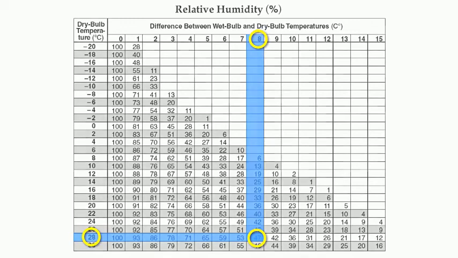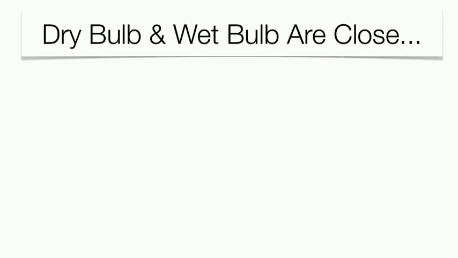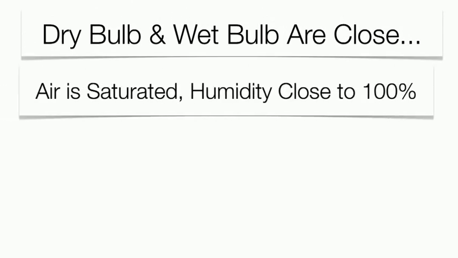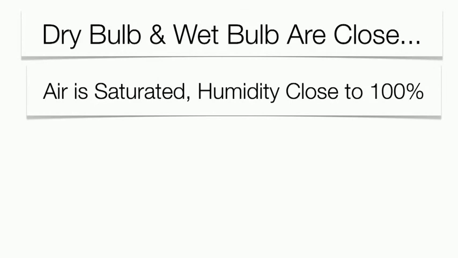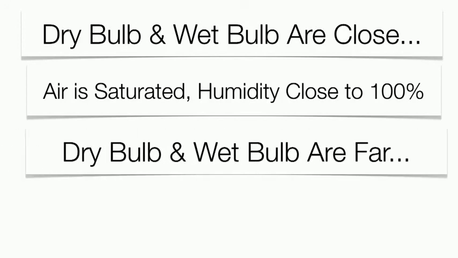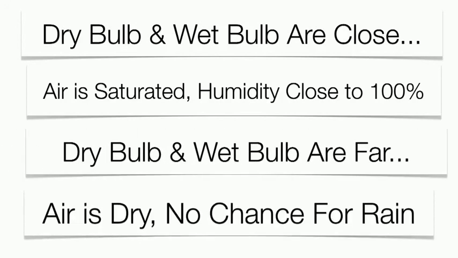But there's a couple things that you really need to remember. When the dry bulb and wet bulb are really close together and you have a very, very small difference, you're going to say that the air is saturated, which means it's filled up with moisture. Humidity is going to be close to 100%. If the dry bulb and wet bulb are really far apart, you know that the air is very dry. You have a very, very little chance for precipitation here. So the numbers are going to give you a little clue about what type of moisture you're going to have in the atmosphere. So that's it for these two charts.